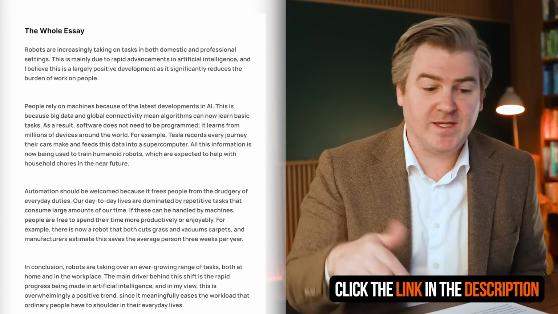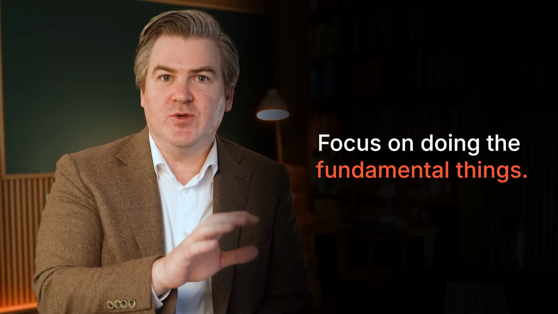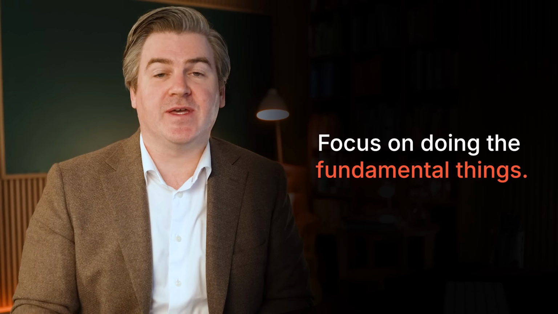So here's the full essay. I've put it into your workbook as well, so you can read that at your leisure. These are students that ended up getting 8, 8.5, some of them 9 in their real test. You don't have to produce an essay of this quality. Focus on doing the basics, the fundamental things that we've taught you in this course, and you will do much, much better. So well done for making it to the end.